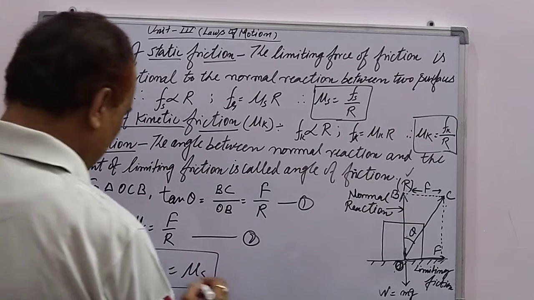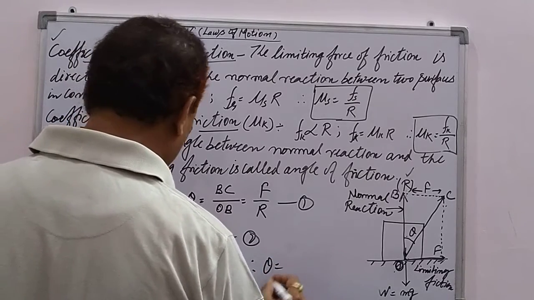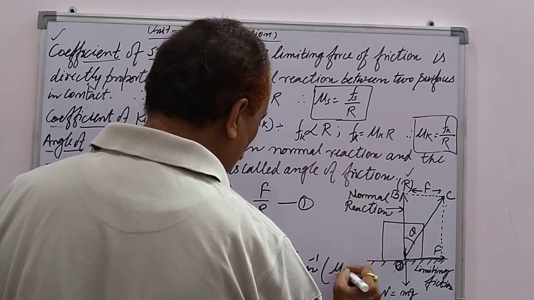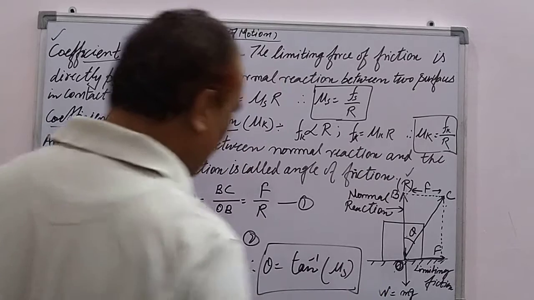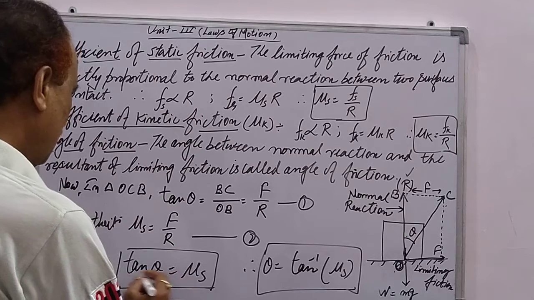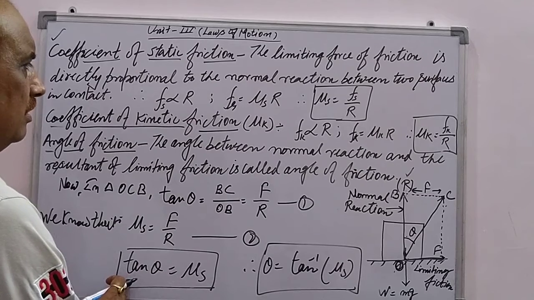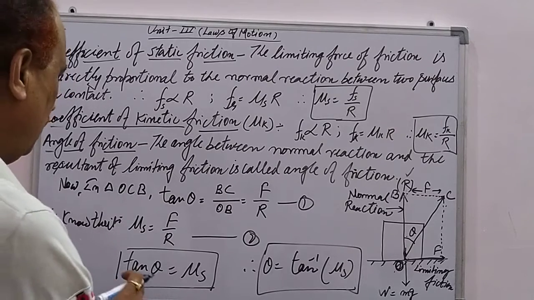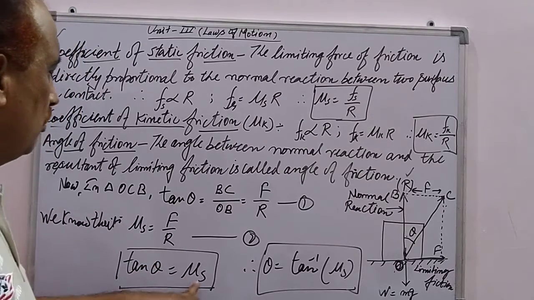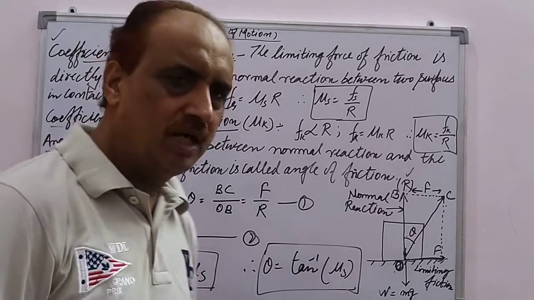So this is the first relation here: tan theta equal to mu s. We can find out the value of theta. So theta will be equal to tan inverse mu s. From this formula we can find out the angle of friction. This result gives the relation between the coefficient of static friction and the angle theta, in terms of tan theta. So tan theta will be equal to mu s, from equation number 1 and number 2. This is one part here, the angle of friction.